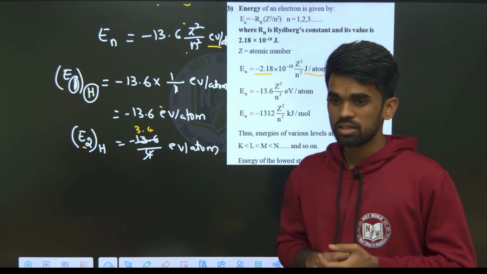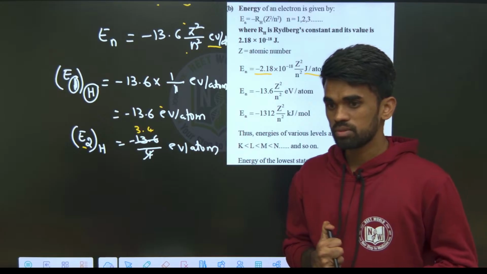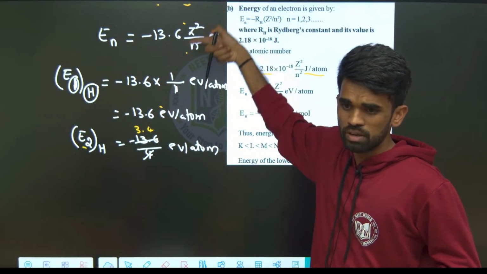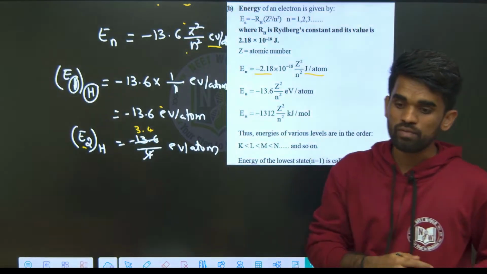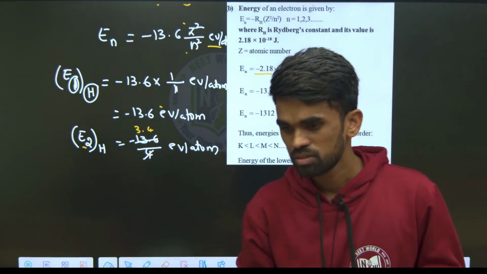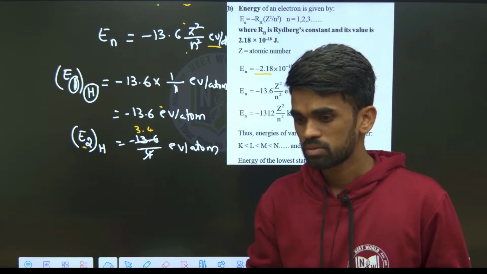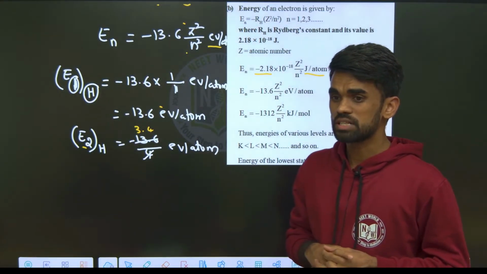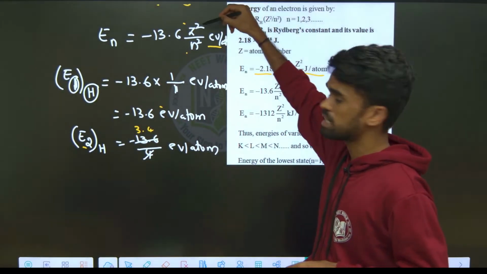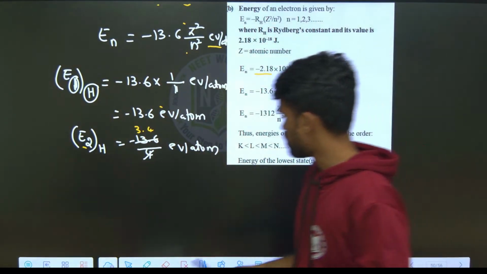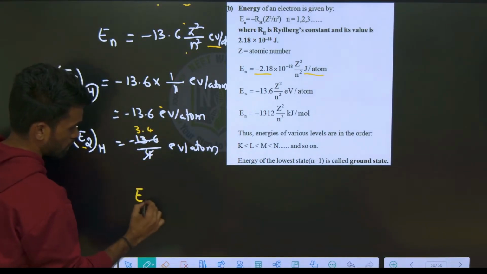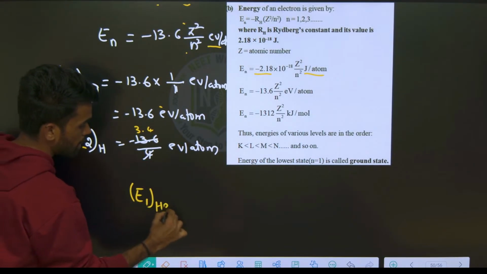Minus 13.6 Z square by n square. So for the second Bohr orbit, it will be 2 square. If I ask for the first Bohr orbit, 13.6 into 2 square, 13.6 into 4. Only Z is changing here. So now, E1 of helium ion I am asking.